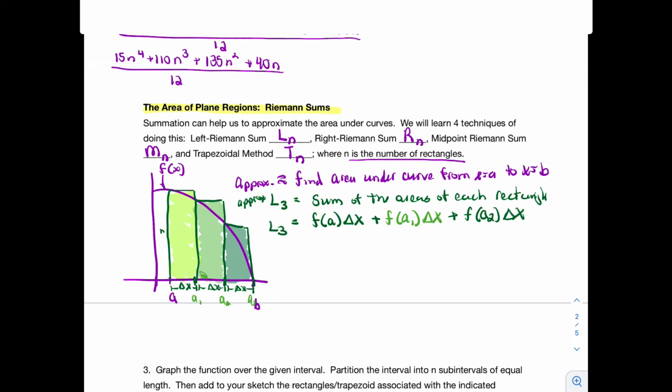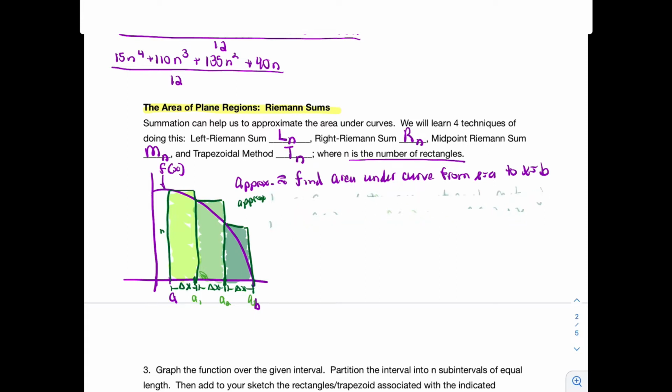That's the left Riemann sum. Now we usually write it, notice that all three of these terms have delta x in common, so we usually factor it out and write delta x times f of a plus f of a1 plus f of a2.